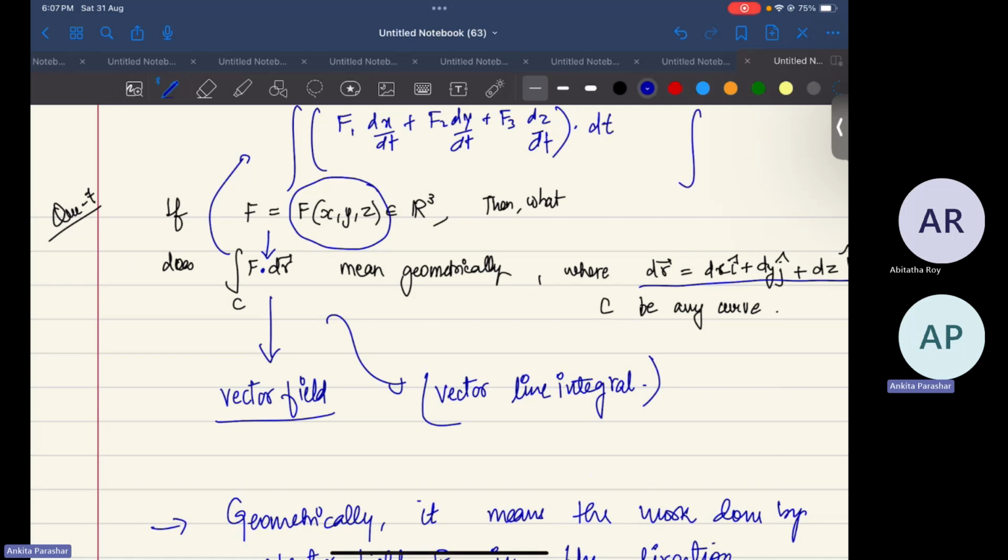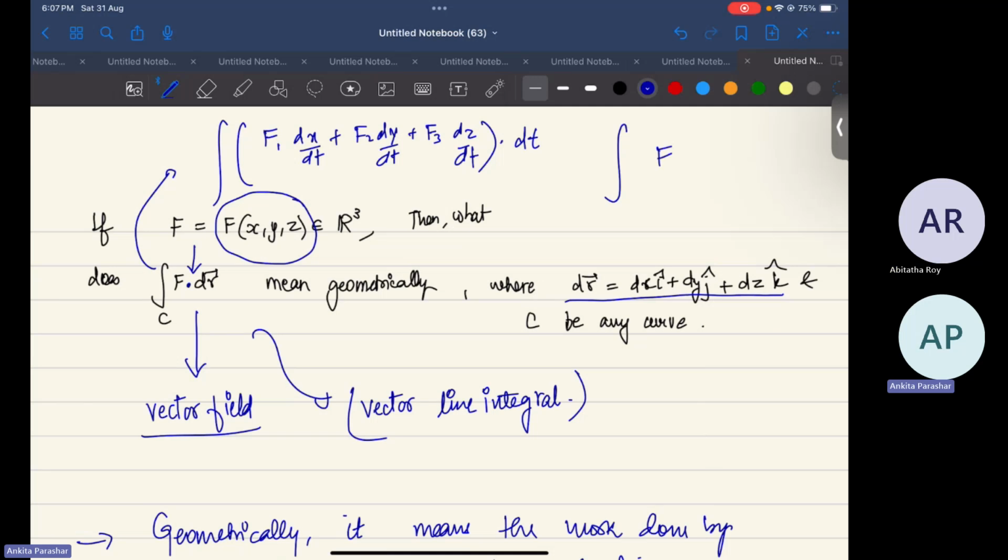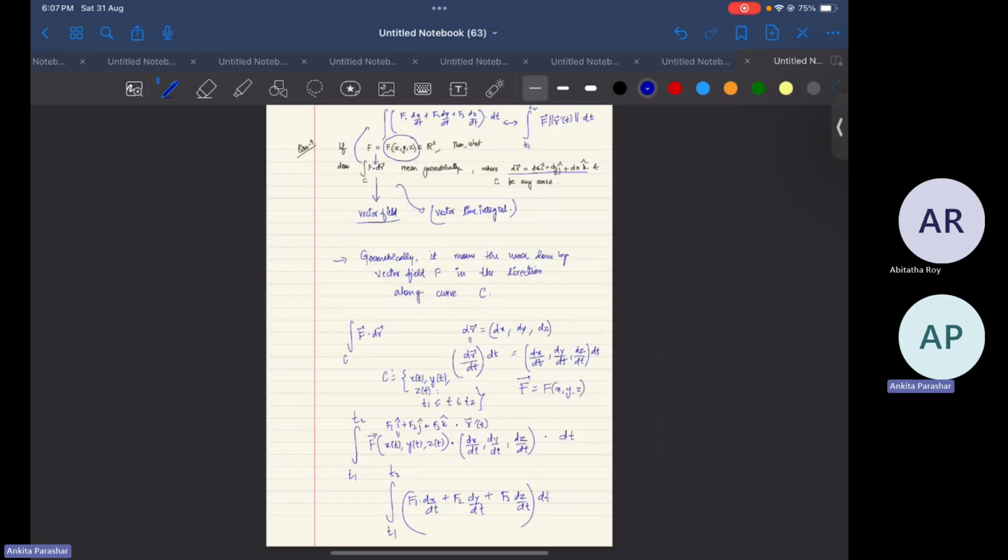This is quite simpler than what we had earlier. Earlier, since f was a scalar, you cannot multiply it with a vector. Therefore, earlier you had to take the norm of r prime t, then dt, and then from t1 to t2. You see the difference? Okay, so I think you've understood it.